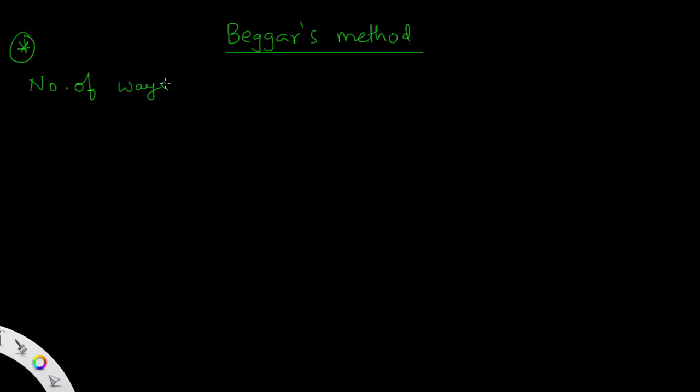One question in the mains is compulsory: the number of ways of distributing n identical things. The things are all identical.